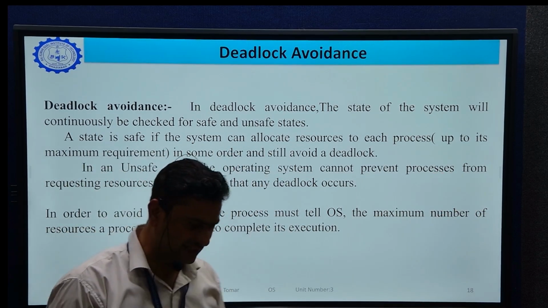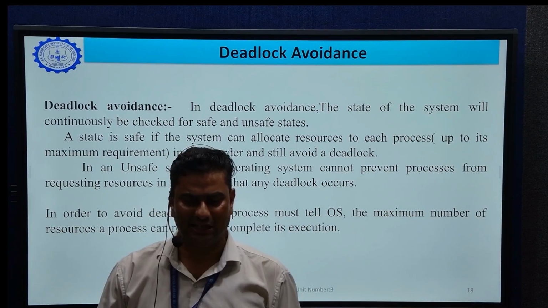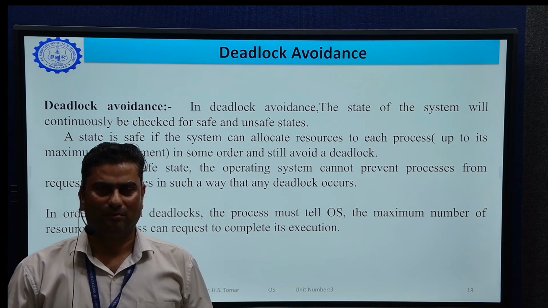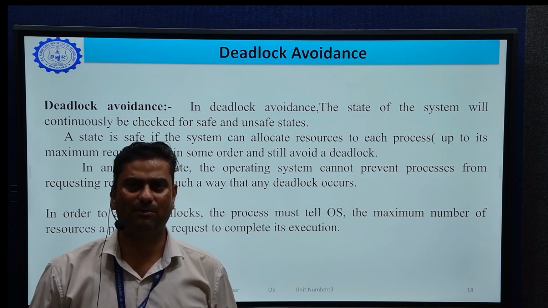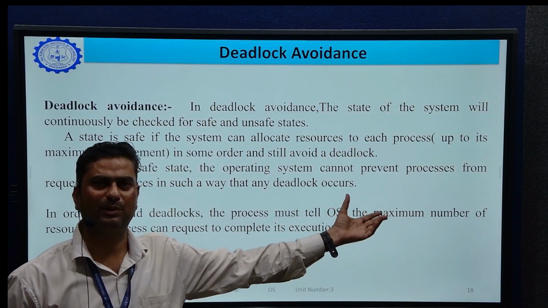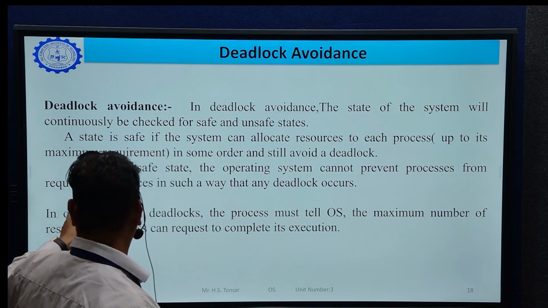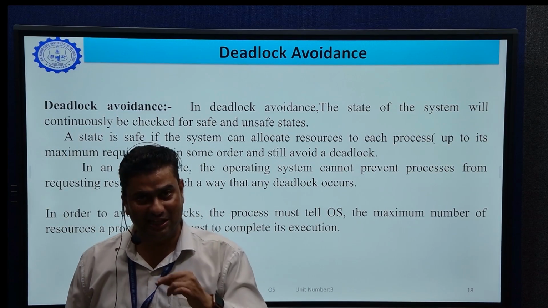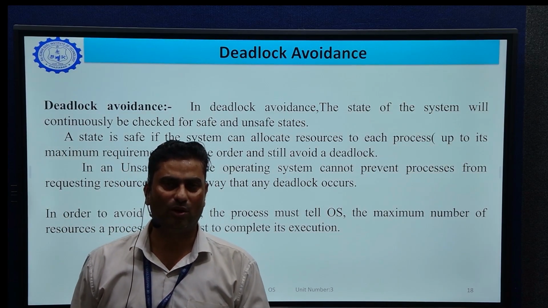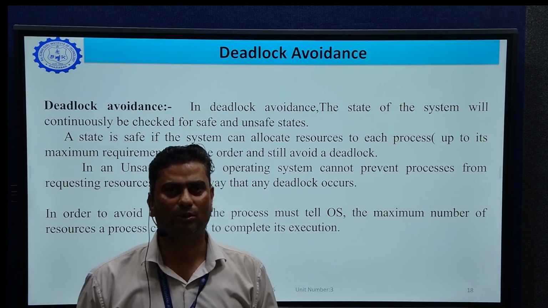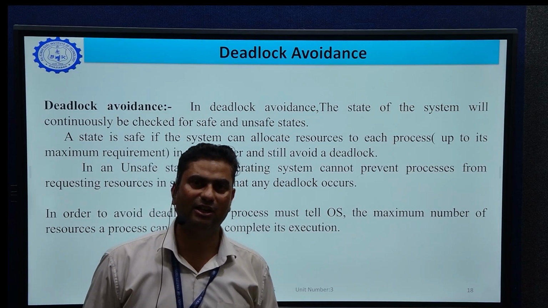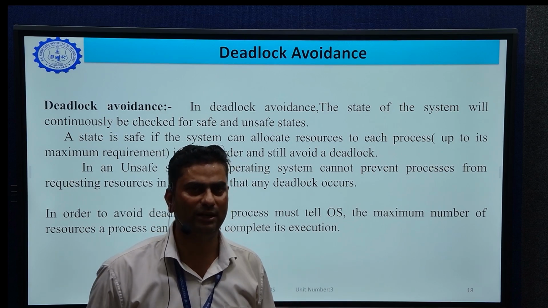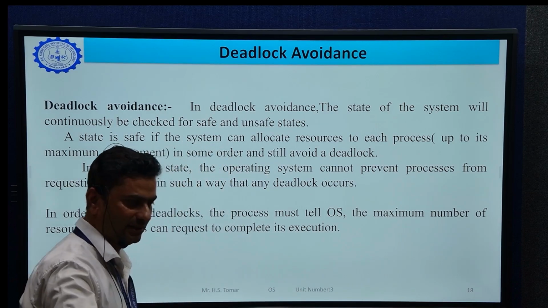A safe state is a state in which there is no deadlock and the processes can request their maximum demand, as we discussed in the previous example. What is an unsafe state? An unsafe state is a state in which there is a deadlock and the system is not able to fulfill the demand of the processes. That means the resources which the processes need are not fulfilled by the system. Next slide.